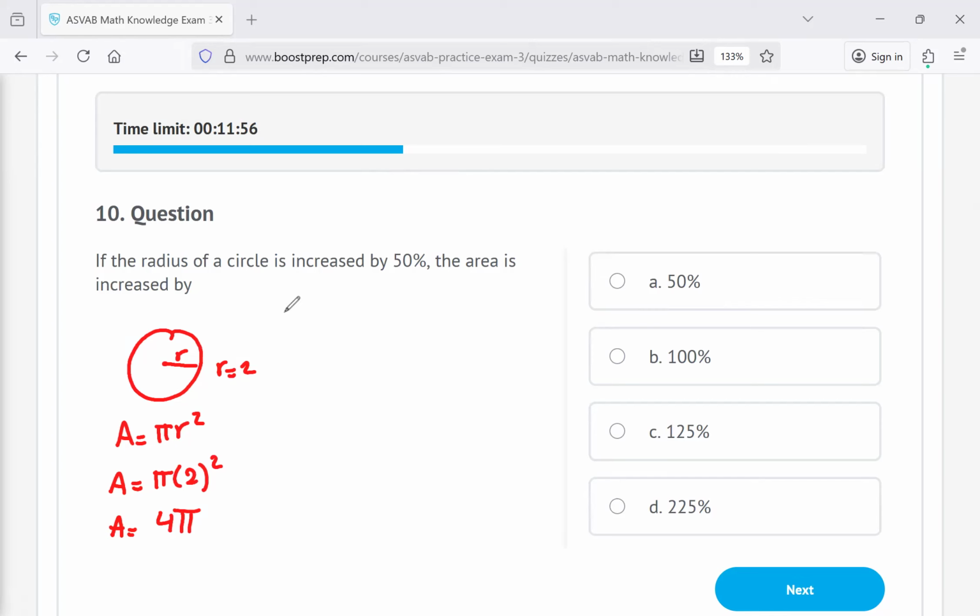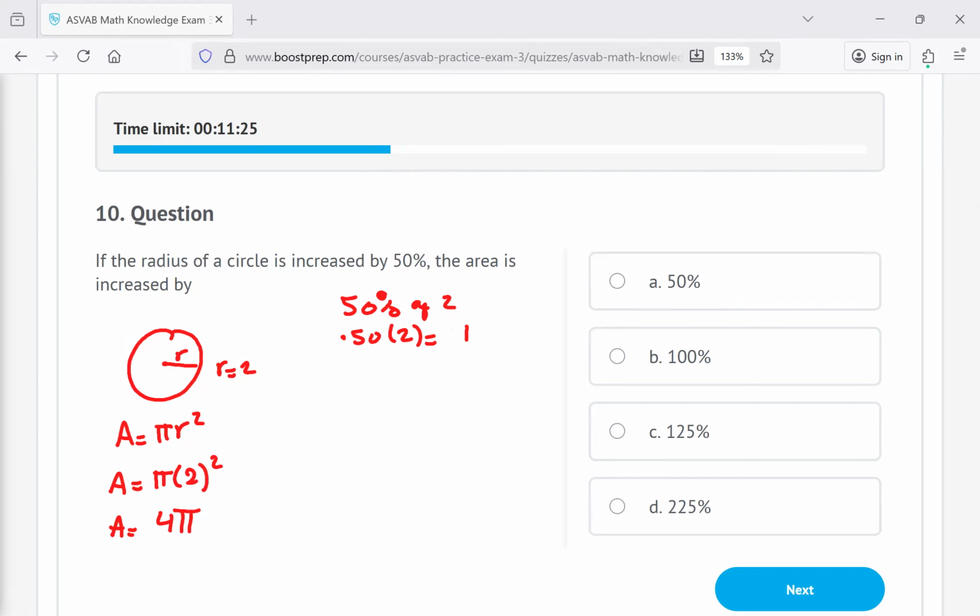Now imagine this circle is increased by 50%. What would be the new area and what would be the radius? So let's find the new radius. We have to do 50% of 2, because our original radius was 2, right? So 50% of 2 would be 0.50 times 2, which I believe is 1, right? 0.50.